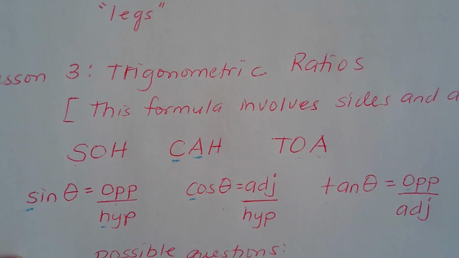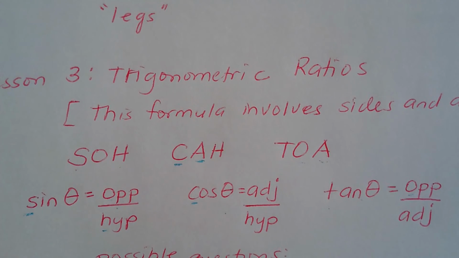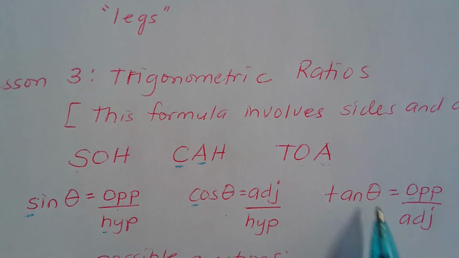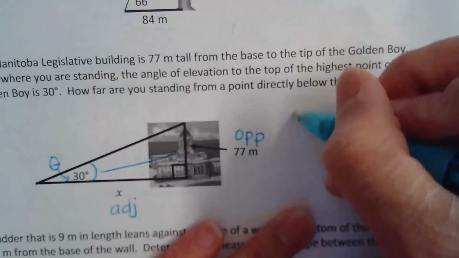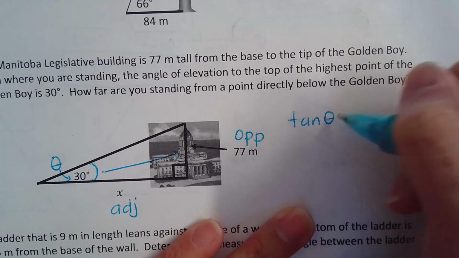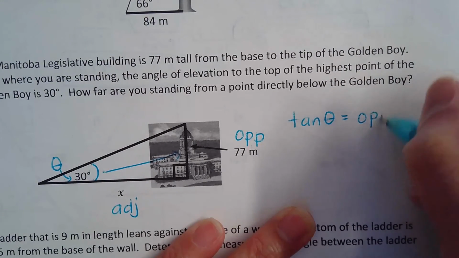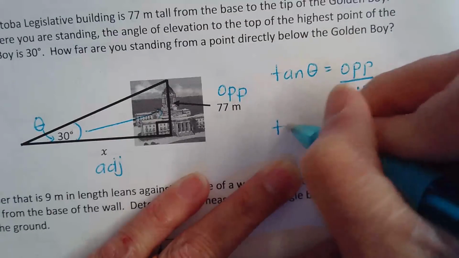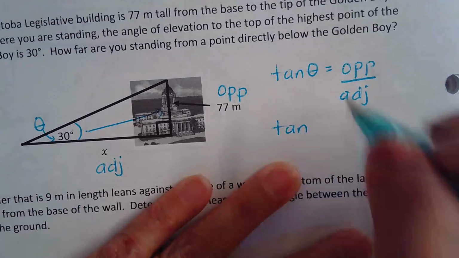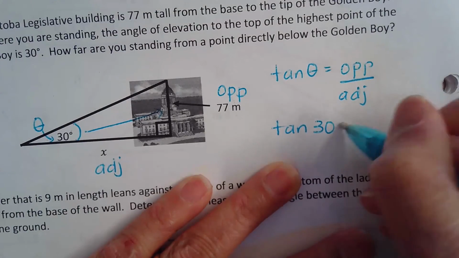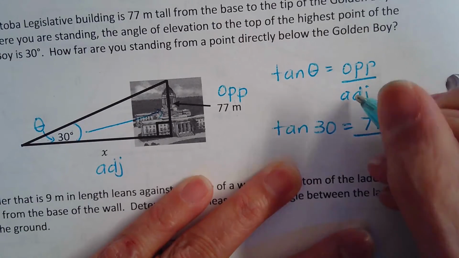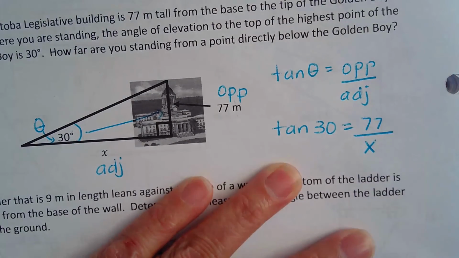Tan, cos, sine, which one? Tan, right? Because it has the theta, opposite and adjacent. So we're going to use tan. So tan theta equals opposite over adjacent. Now let's substitute. So tan 30, opposite is 77, adjacent is x.